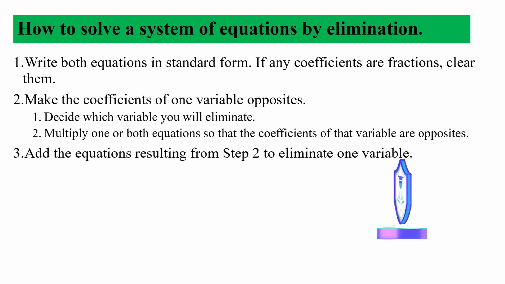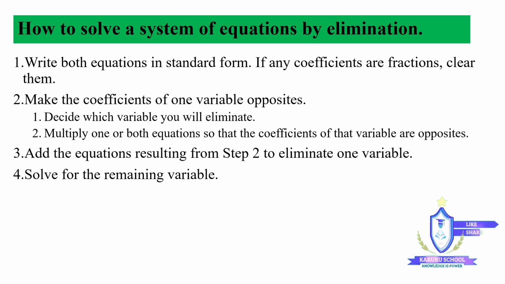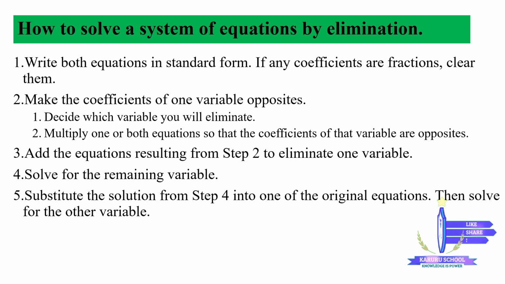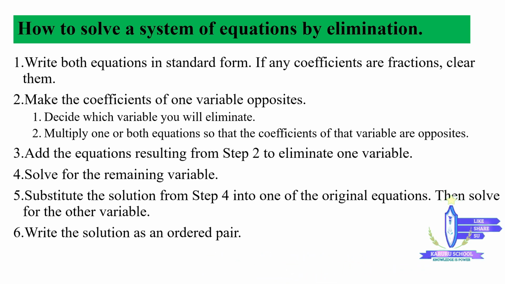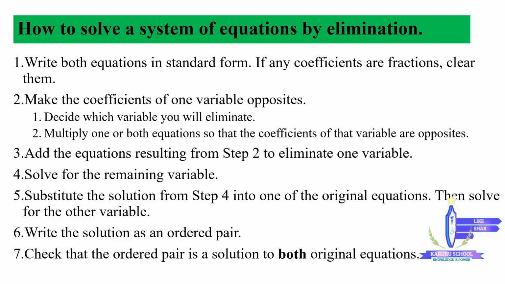Step number 3 is to add the equations resulting from step 2 to eliminate one of the variables. Then the next step is to solve for the remaining variable, and then finally substitute the solution from step 4 into one of the original equations and solve for the other variable. Then write the solution as an ordered pair, starting with the first variable and followed by the second variable. It is very important to check that the ordered pair is a solution to both of the original equations so that you can be sure you got the answers correct.